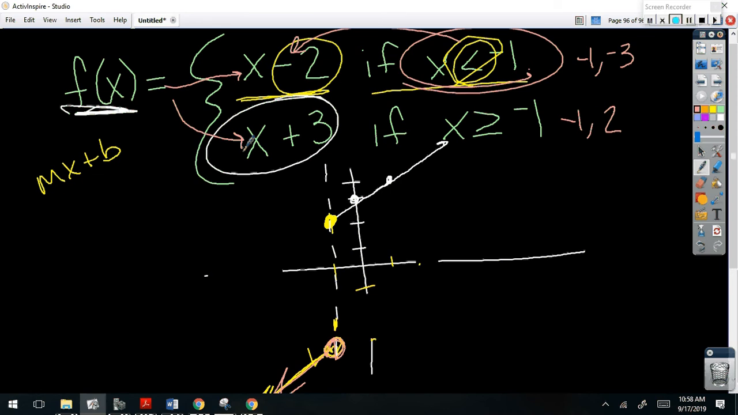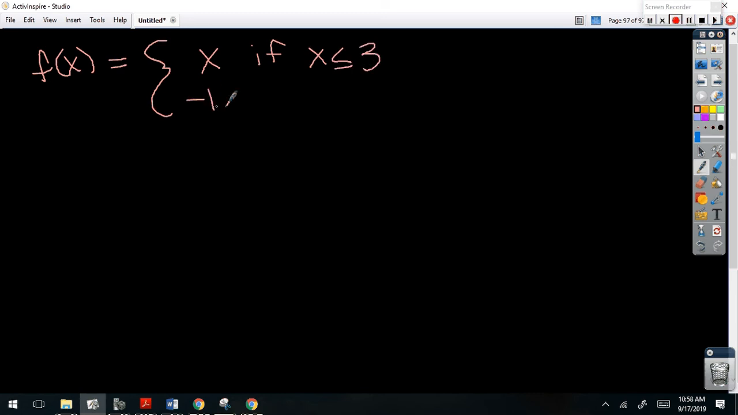Let me do one like that with you. Let's say that f of x equals, let's stay easy and then I'll do one a little harder: x, if x is less than or equal to 3, and negative 1 if x is greater than 3.